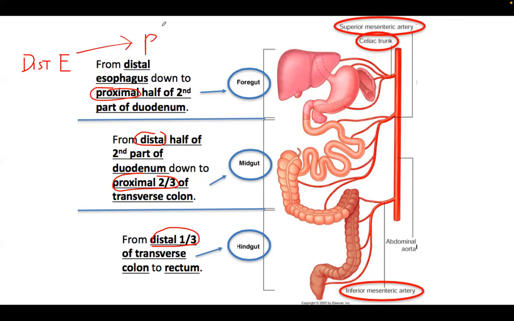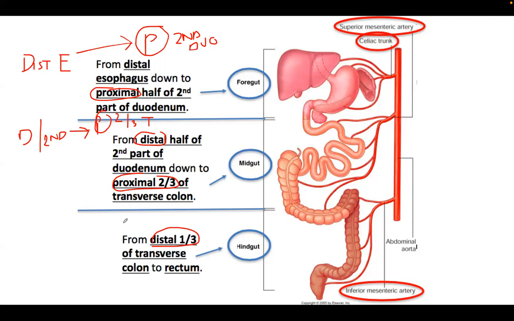going to the proximal second part of the duodenum. That is the foregut. So it is now distal second part of the duodenum all the way to the proximal 2/3 of the transverse colon. Then the distal transverse colon going down to the rectum. Okay, so please take note of this.